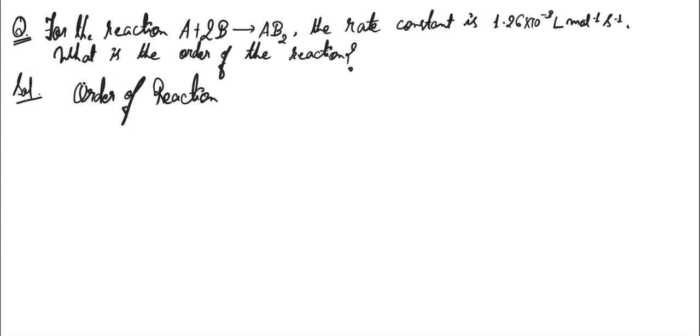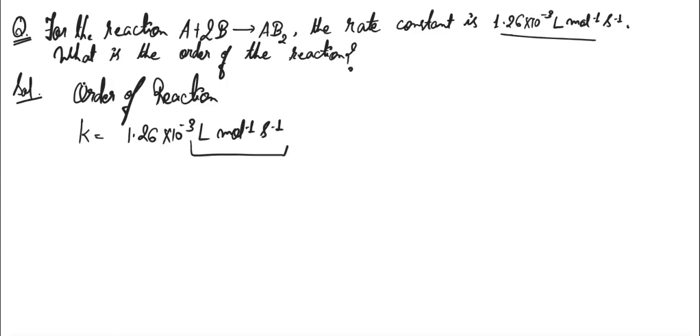So the good way to approach this question is to understand the units of the rate constant, right? So we have a unit of rate constant K. The value is 1.26 into 10 raised to the power minus 3 liter per mole per second. So in this case the unit is liter per mole per second.